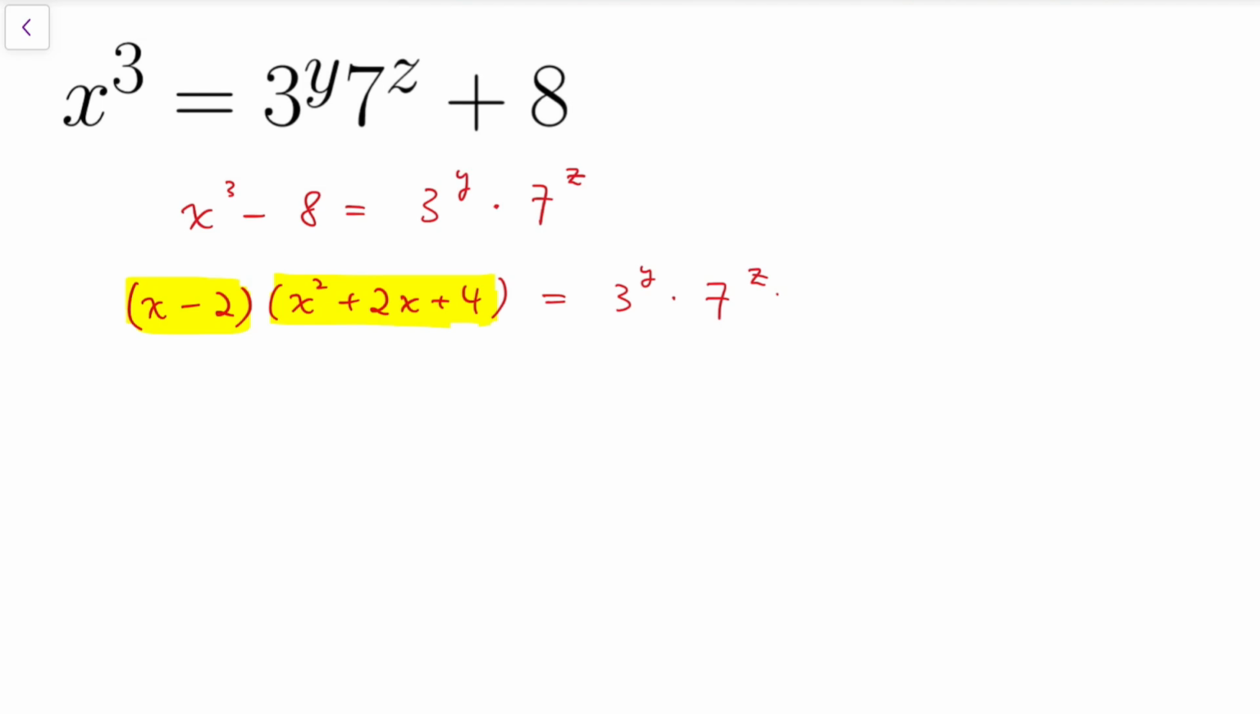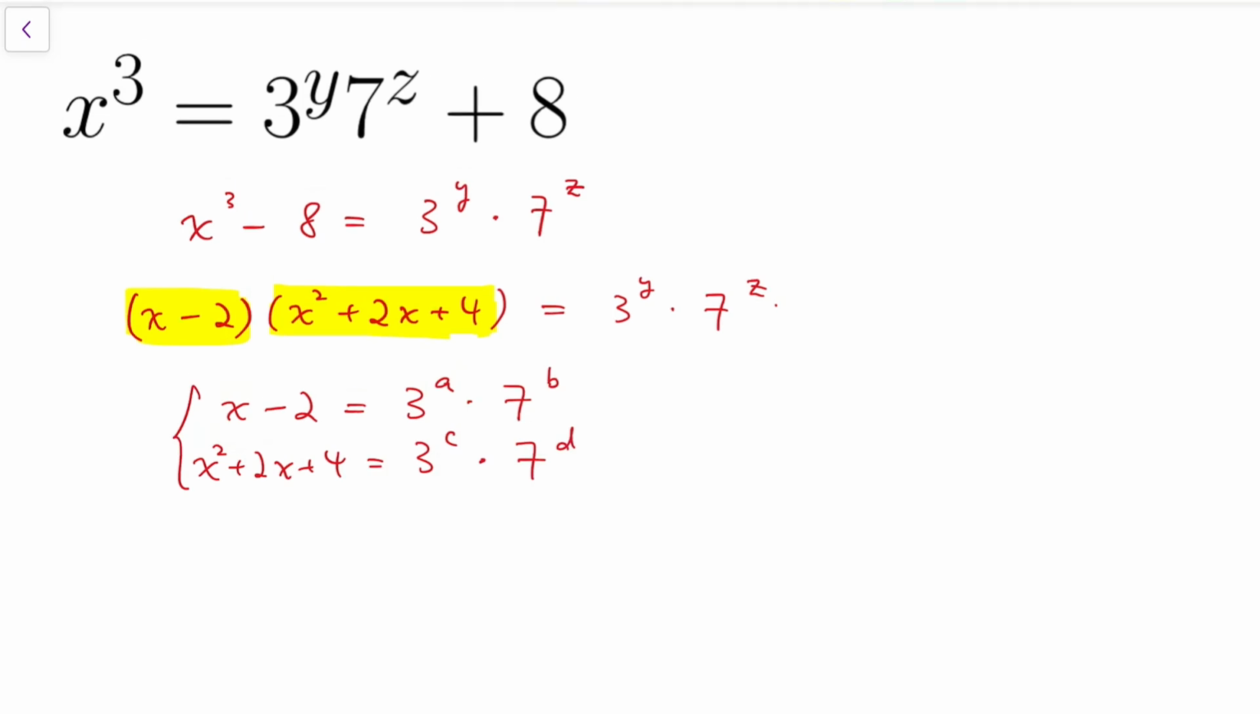So why don't we write x minus 2 as 3 to the power a times 7 to the power of b, while x squared plus 2x plus 4 equals 3 to the power of c times 7 to the power of d.